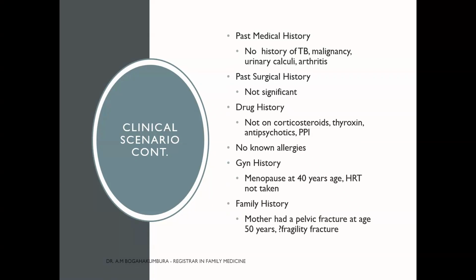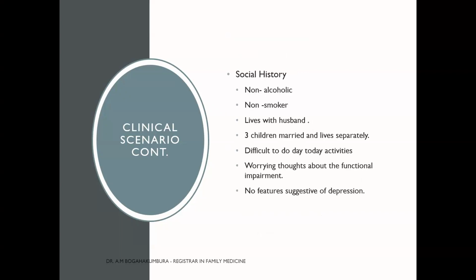She had no allergies. Her gynecological history: she had menopause at 40 years of age, and HRT was not given for the early menopause. Her family history: her mother had a pelvic fracture at the age of 50 years. According to the history, it was a fragility fracture. Social history: she was a non-alcoholic, non-smoker. She lives with her husband, and the 3 children are married and live separately.